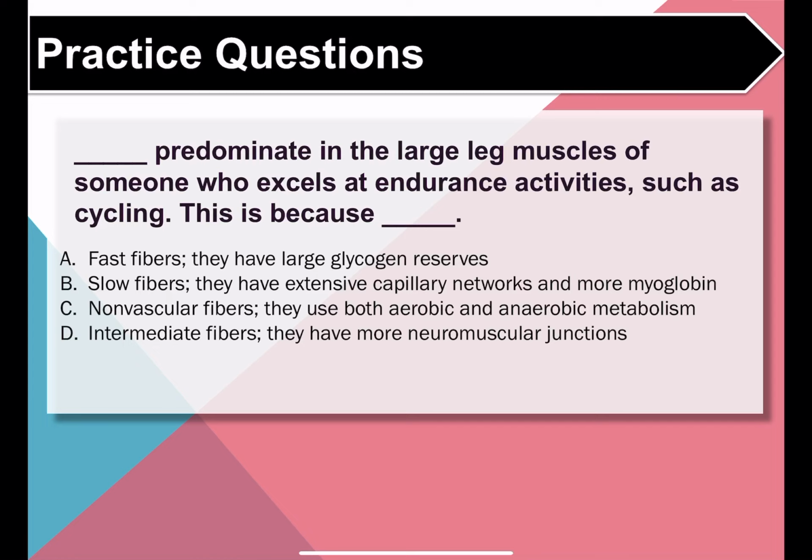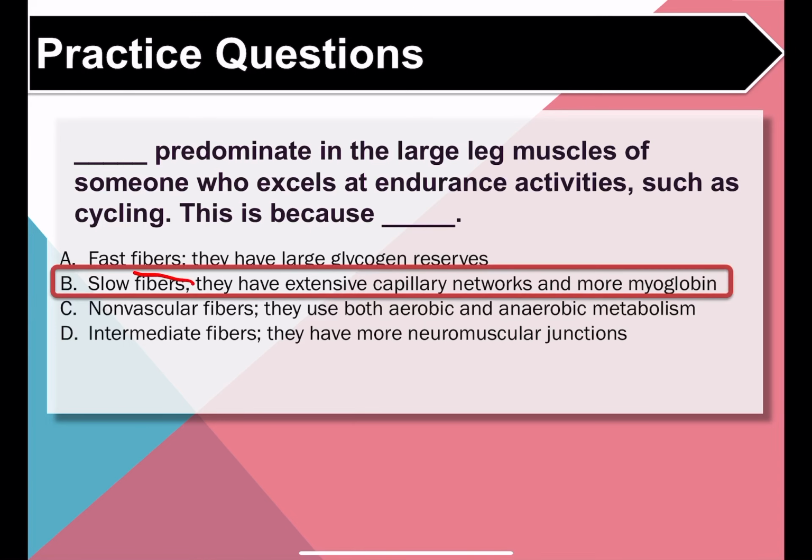What predominates in the large leg muscles of someone who excels at endurance activity, such as cycling? Slow fibers, because this is endurance we're talking about. They have to have that long haul of ATP provision, and they have extensive capillary networks and lots more myoglobin.